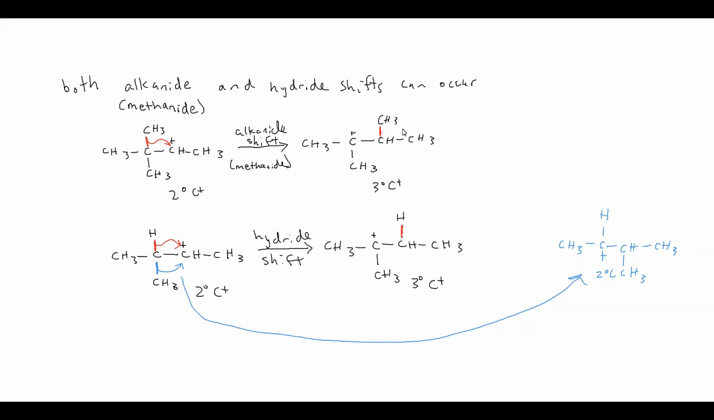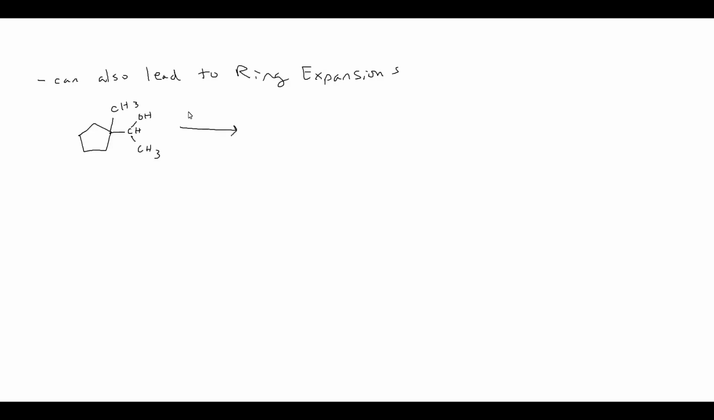Okay. So what about ring expansions? These alkanide shifts can also lead to ring expansions. So for instance, if we start with this, we can actually get this alkene.